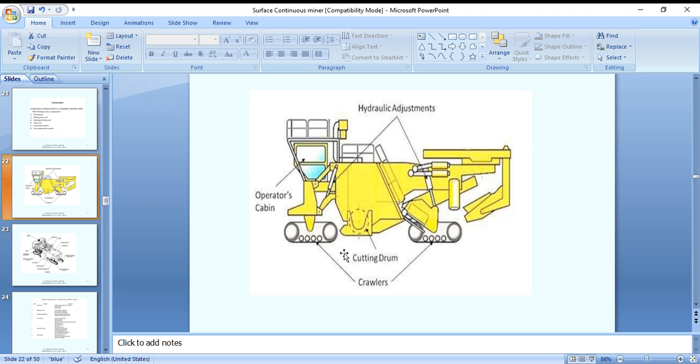Now, here is also one beautiful picture. It shows the hydraulic adjustments, which can lift and lower. This is the operator cabin. This is the basic cutting drum. These are the crawlers. So this picture also gives a good idea of the basic structure of the surface continuous miner.